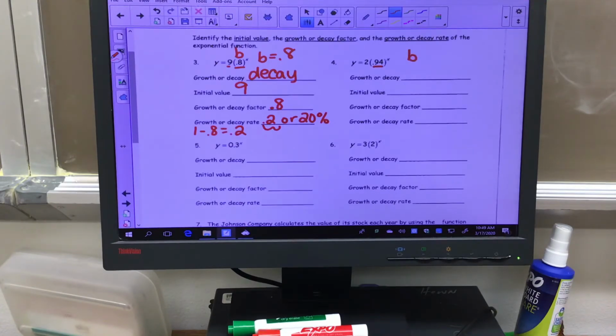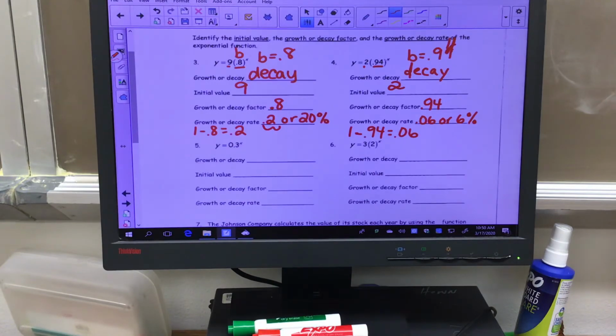My b, 0.94. It's close to 1, but it is less than 1, so this is a decay. The initial value, what we start with, is 2. My growth or decay factor, that 0.94. 1 minus 0.94, 0.06. If I move it 2 places, 6%.